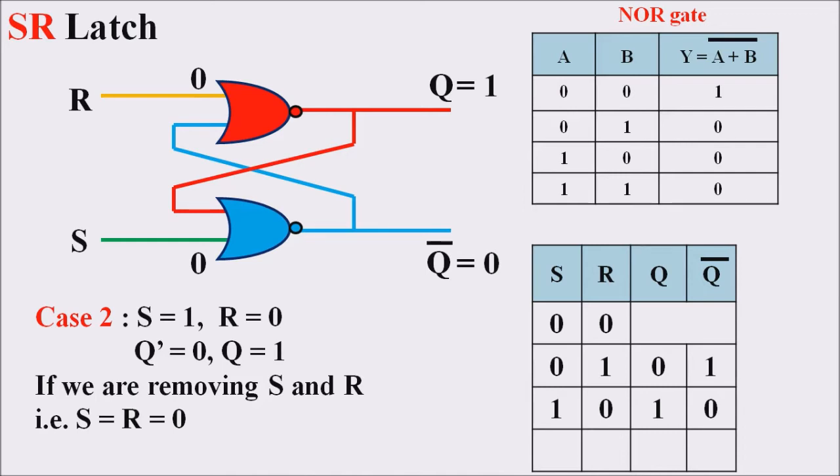So the value 0 means we are just not giving any input values. So the value becomes 0, 0. Now according to the truth table, if any of the values is 0, then the output of the NOR gate depends upon the second input value.